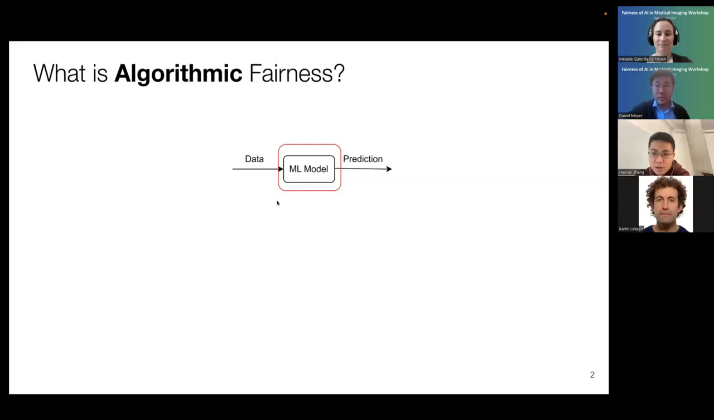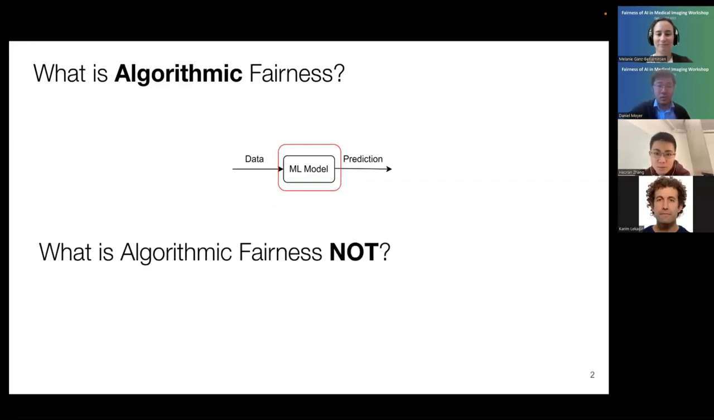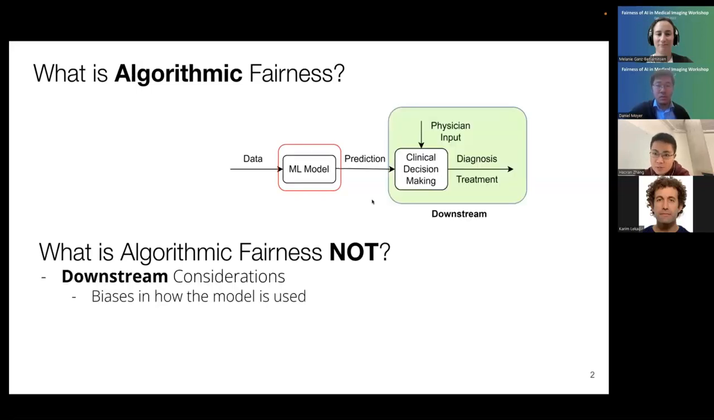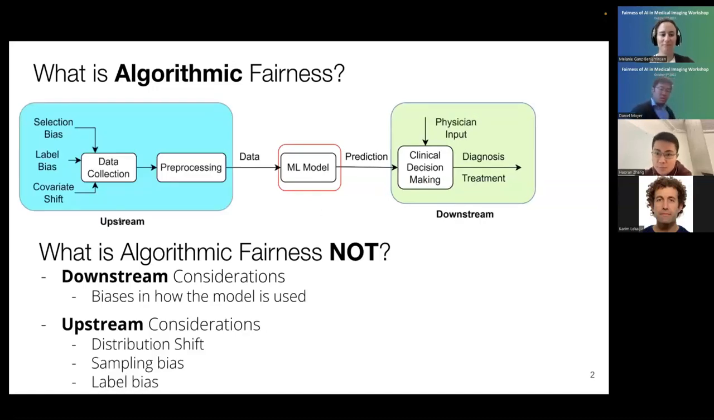But it's important to keep in mind that there are many other things outside of the machine learning model that are part of your model pipeline. For example, you might have downstream considerations. If your model is deployed in a clinic or a hospital and it interfaces with some clinician, there could be biases introduced with the clinician's input that result in a biased diagnosis or treatment. And just as important, you might have biases in some upstream considerations. For example, the distribution of data during training might not be the same as the distribution of data during deployment.